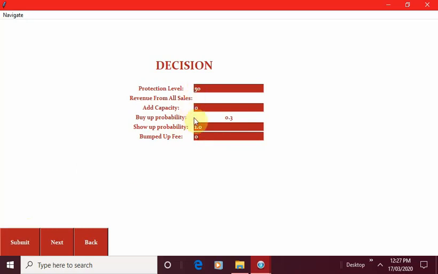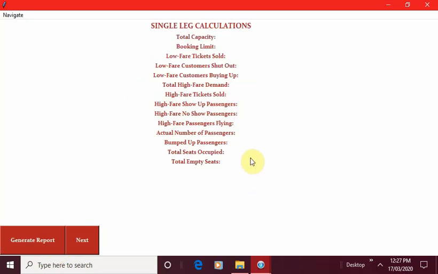Buyer probability should not be there, because there is not much demand for the low fare. So when we submit it, here we get the buyer probability as 0 because the low fare demand is less, and revenue from all the sales is 19,644. Let's move on to the next screen, and here we'll generate the report and see all the calculations done. So let's generate the report.